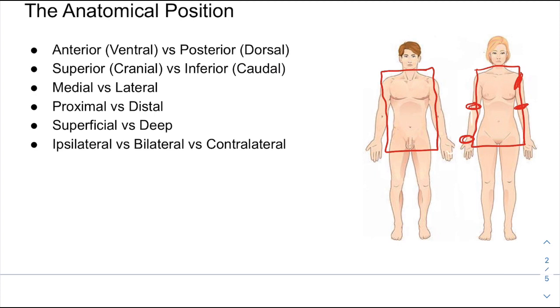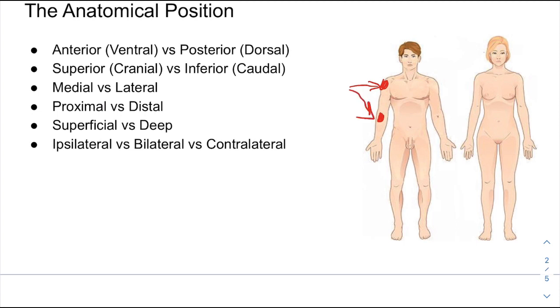The final one is we have ipsilateral versus bilateral versus contralateral. So ipsilateral means that they are on the same side. If I was going to explain pain on this dummy, I would say, oh, he has pain on his right shoulder and his ipsilateral elbow. So it'd be both his right shoulder and his right elbow because they're on the same side. Bilateral means that it is affecting both sides. Maybe this young man has a disease that is affecting both of his eyes. I can say it is a bilateral disease affecting his eyes because it's affecting both of them.